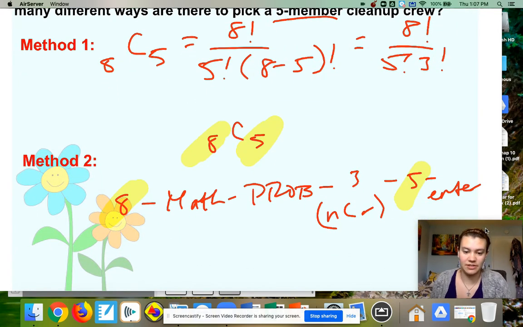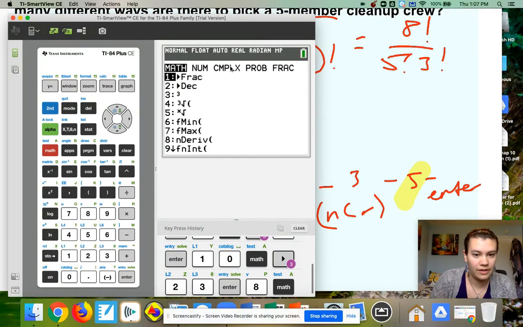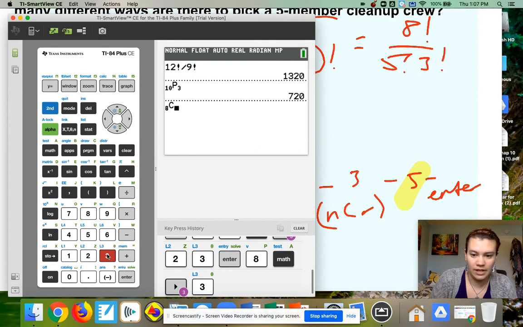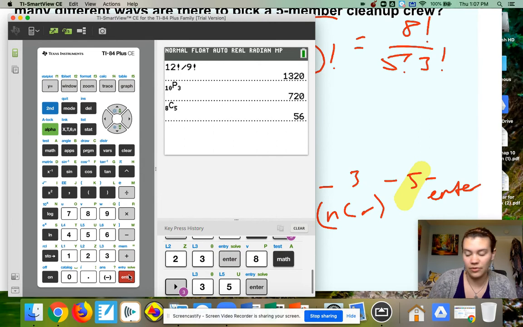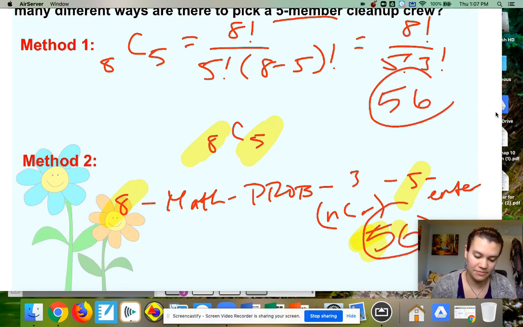So I'll type this in so you can see it, but it's the same process as before. So we want 8, math, get over to probability, and hit 3 because we want this nCr, and then we have 5, and enter. And you get 56 as your answer, which is the same thing you would have gotten if you had typed in this.